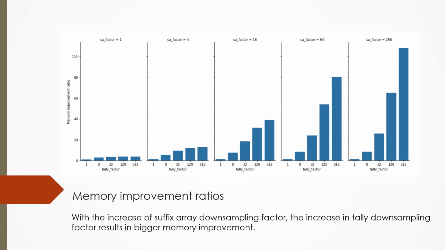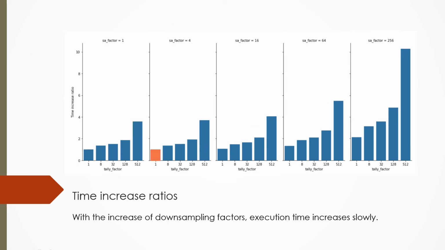On this slide, we can see that with an increase of suffix array downsampling factors, the increase of tally downsampling factors results in bigger memory improvement. On the other hand, on this slide, we can see time increase ratios, and the chart shows us that with an increase of downsampling factors, execution time increases, but it increases slowly, which gives us a chance to find parameters that make bigger memory improvements, but don't add too much execution time.